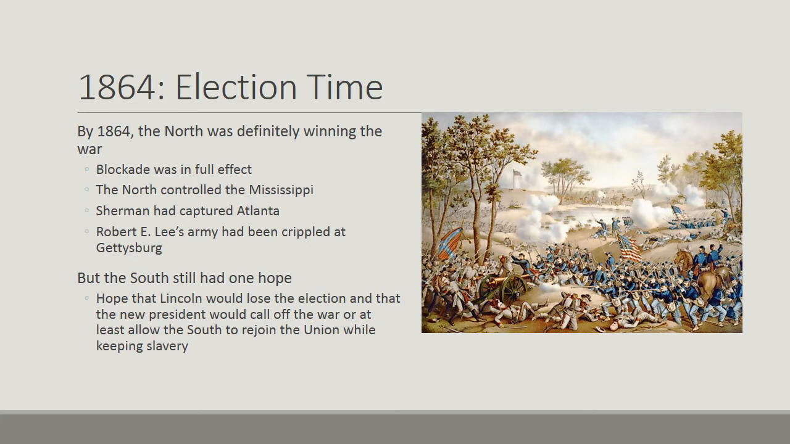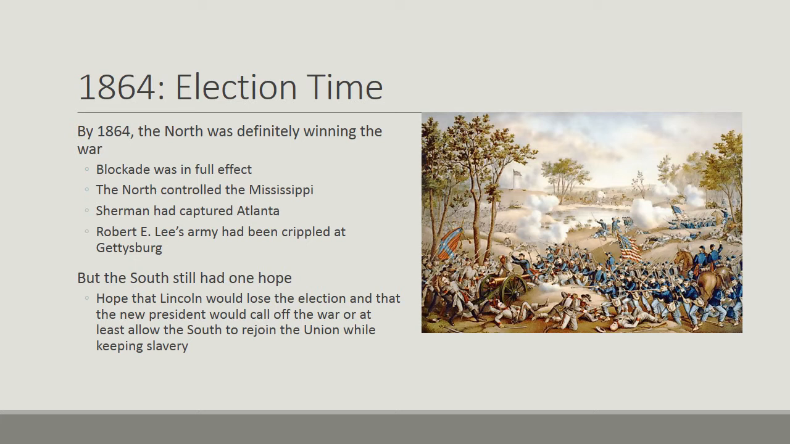So by 1864 the North was definitely winning the war. The blockade was in full effect, and it was getting hard to get basic stuff like nails and shoes in the South. The North had gained full control of the Mississippi River. Sherman had captured Atlanta and was marching down to the coast, burning everything in his path. And Robert E. Lee's army had been crippled at the Battle of Gettysburg.